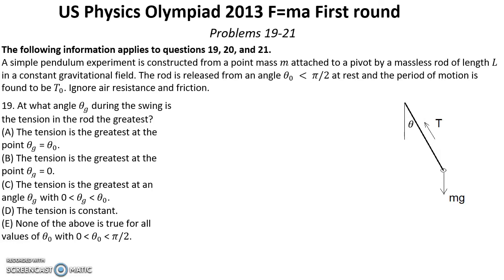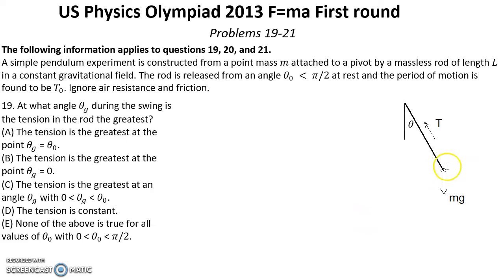Question 19. At what angle θg during the swing is the tension in the rod greatest? So first let's draw this picture for this pendulum. On this pendulum we have two forces acting: a tension T and the gravitational force mg. And let the angle be theta between the vertical and the rod. Now let's find what the tension would be in the process of this motion.